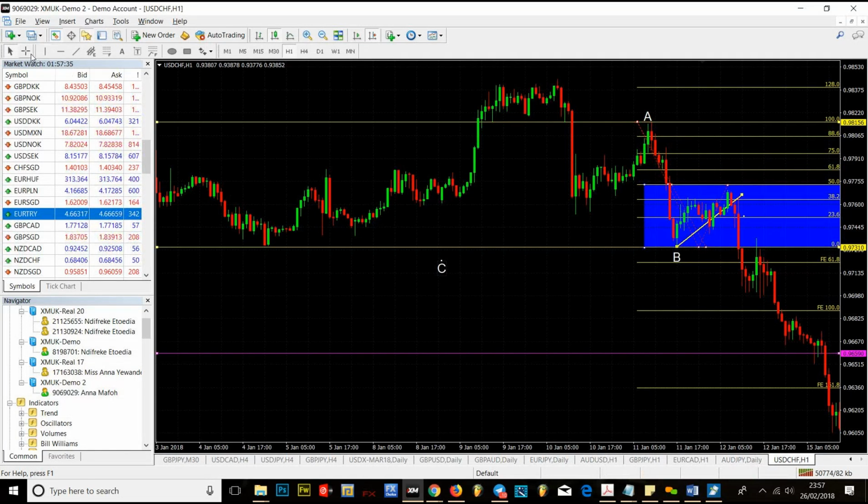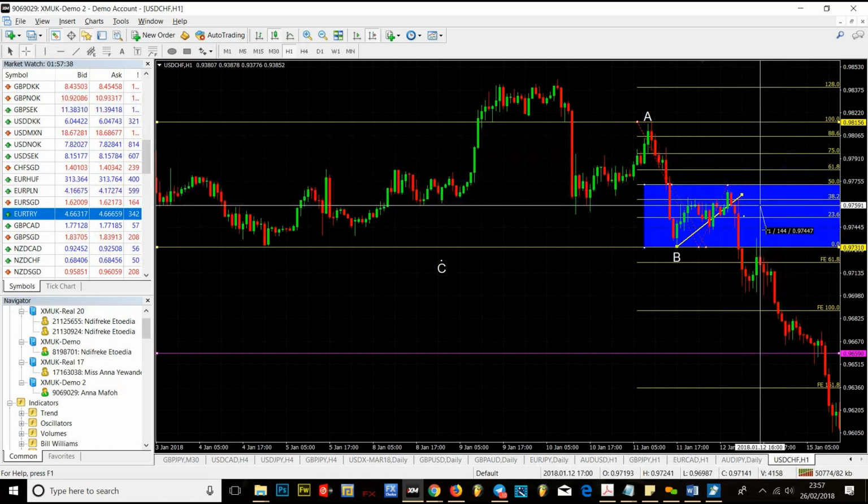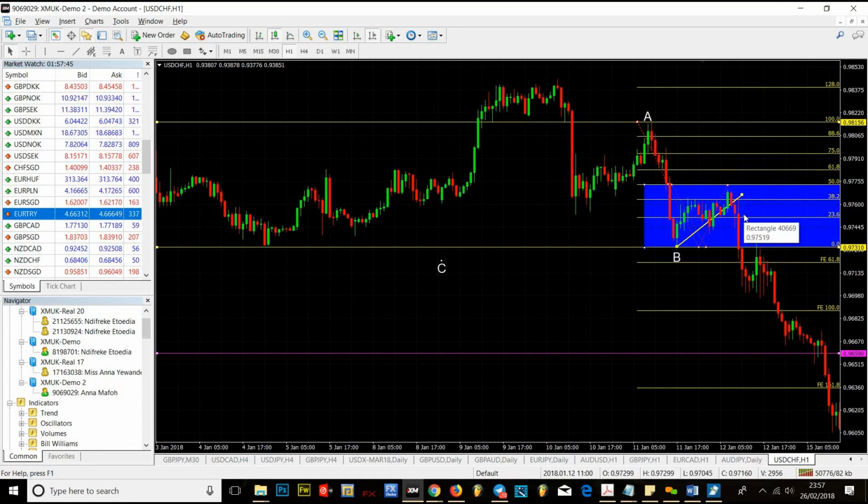How many pips is that? Let's assume we entered this market. That was, yeah, 27 pips. 27 pips, and we're looking for 10 pips. So that's number one. Then the second one would be where your 161 is.